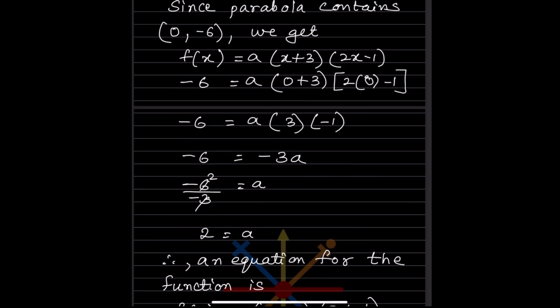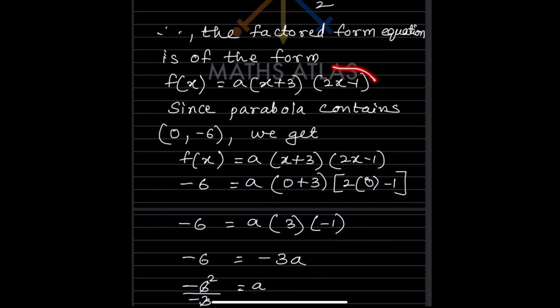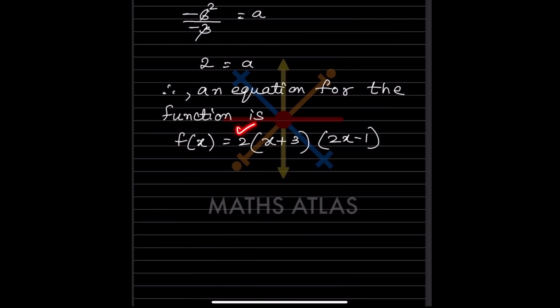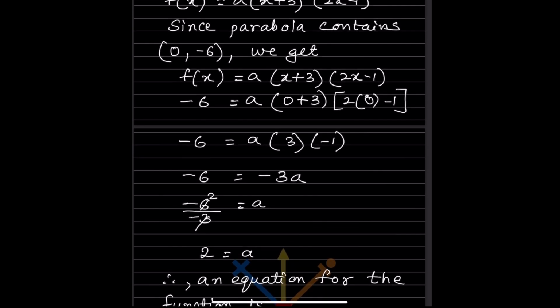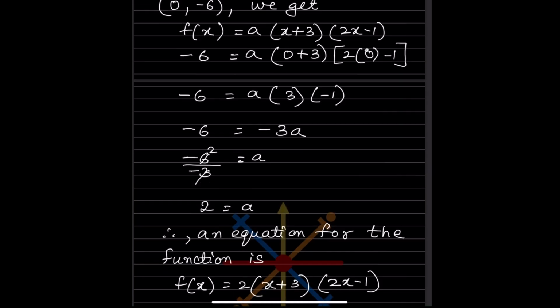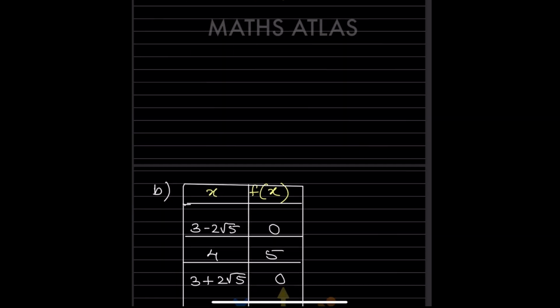So how is the equation going to be? F of x is equal to, you have to put the value over here. So that is going to be, in place of a, you are going to write 2, x plus 3 and 2x minus 1. In this one, you have put the value of a. So this is the equation.